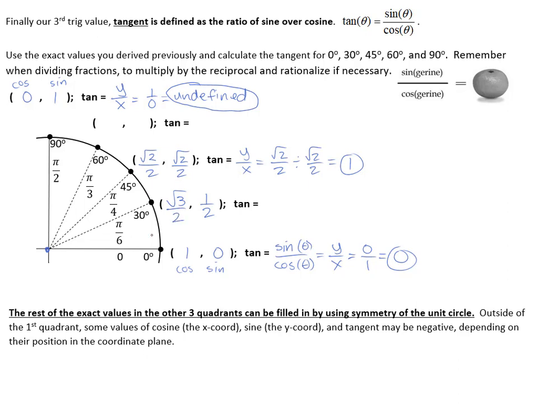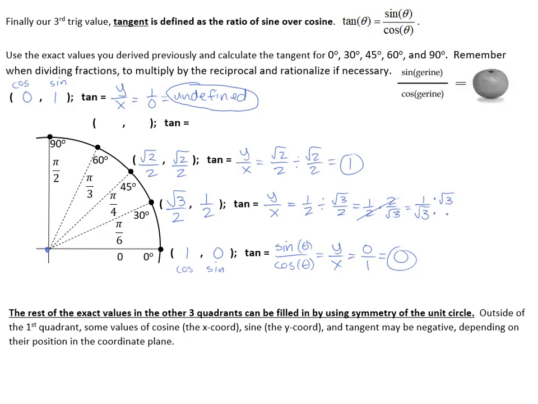This was root 3 over 2. So if tangent is y divided by x, we're going to take our y and divide it by x. We're just going to write this horizontally since we have fractions. And remember, when you're dividing by a fraction, we multiply by the reciprocal. So these 2's will cross-cancel. We get 1 over the square root of 3.